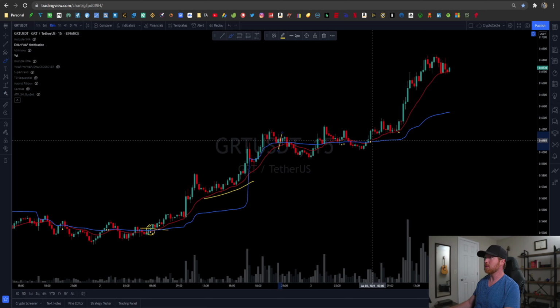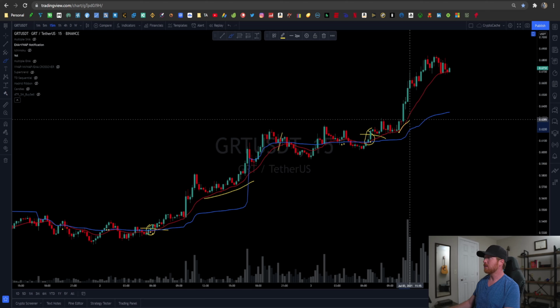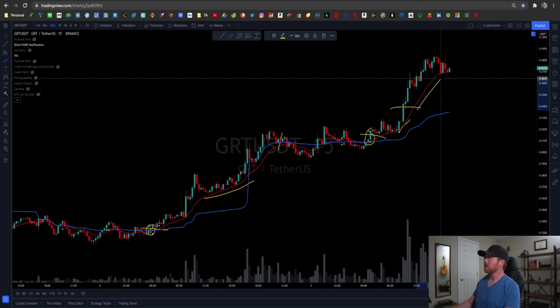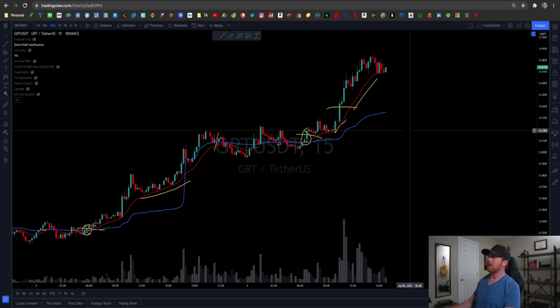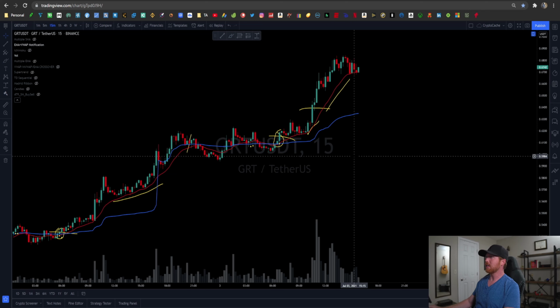As soon as the price comes up over EMA and VWAP right here, you've got these two solid green bars. You take entry here, price comes over, bounces off EMA, add to your position, and it keeps going up. That's kind of how I approach something like this when I'm paying attention to it.